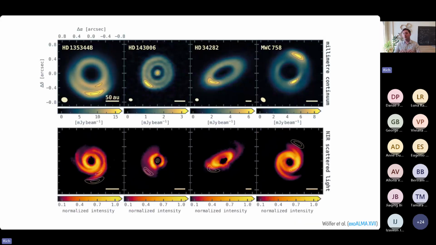It's not just radial variations that we can see this in. As I mentioned before, there are a handful of disks that show azimuthal variations. We have these really nice clumps in the continuum. And this was the subsample of sources that Lisa Wolfer was looking at. We had 4 within exoALMA, shown here.